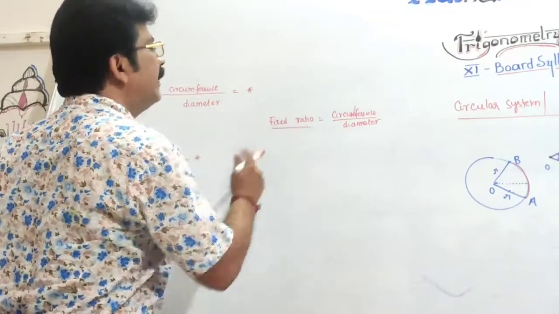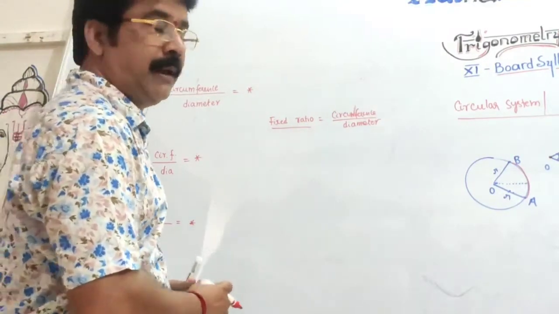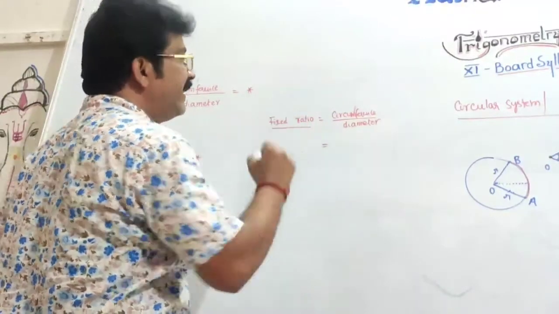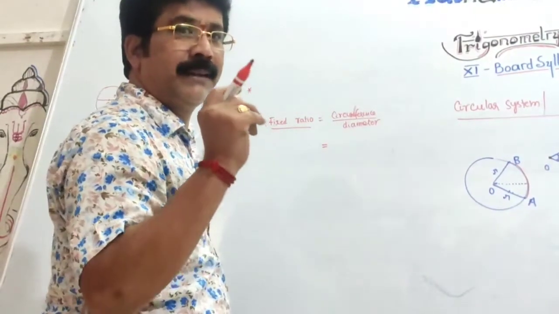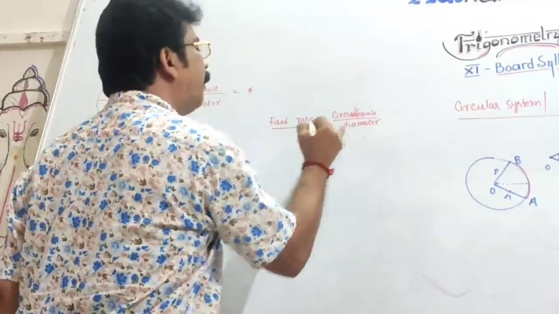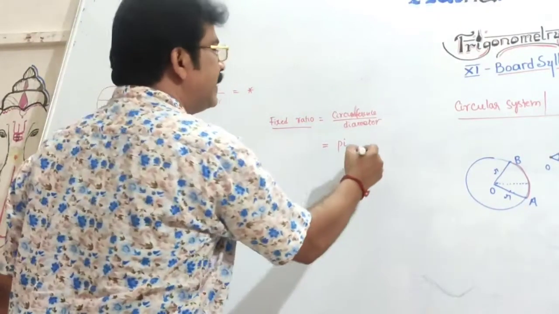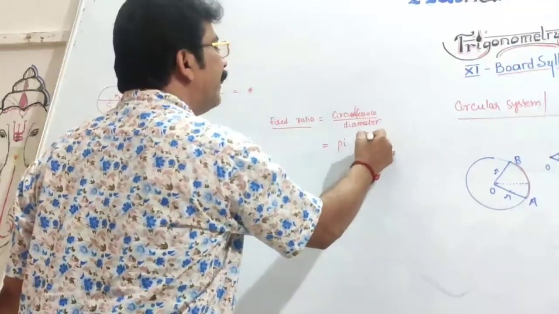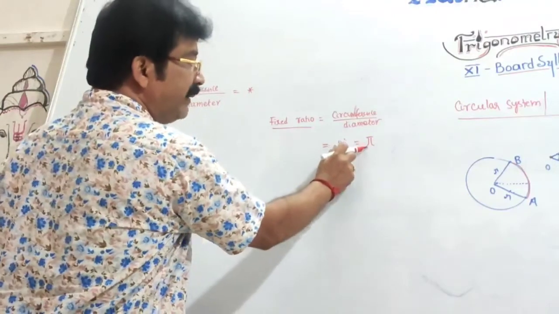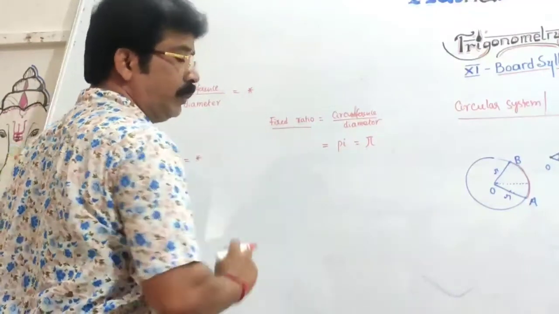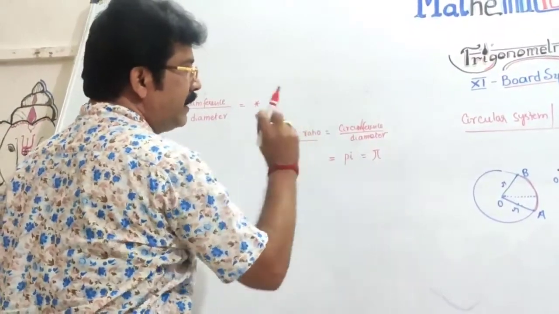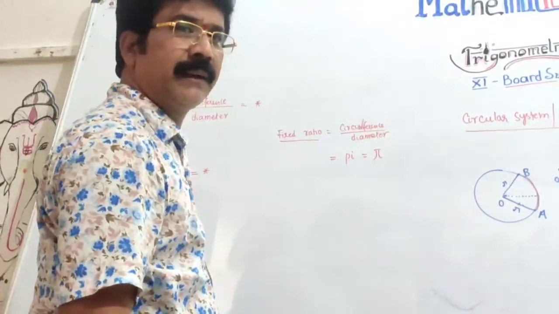It is the fixed ratio. For this fixed ratio, the scientists used the Greek letter pi. It is denoted just like that, pi. So pi means the fixed ratio of the circumference of the circle and the diameter of the circle.